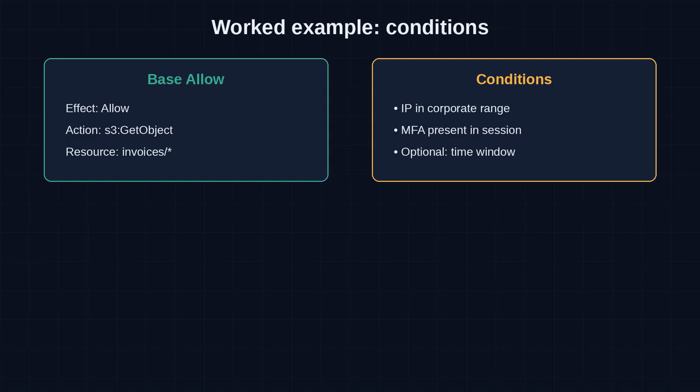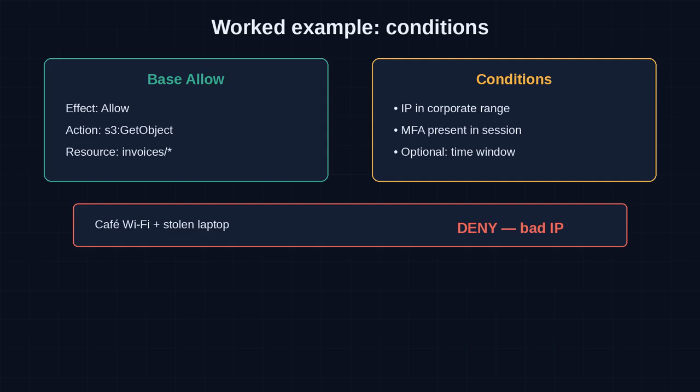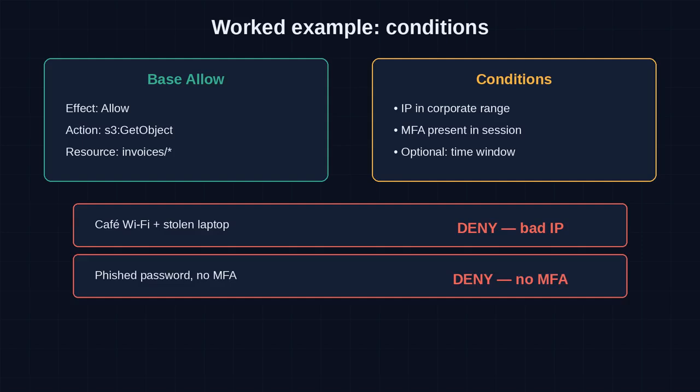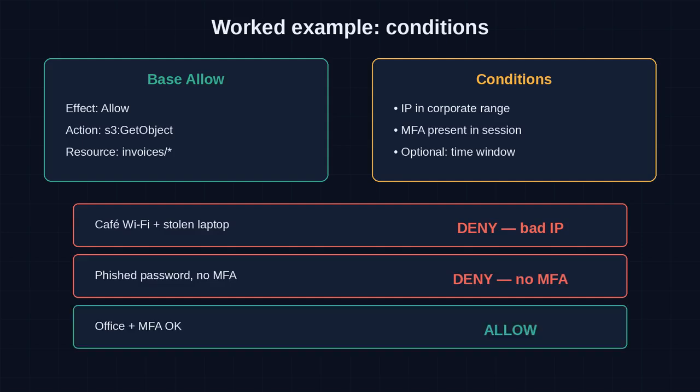Now a stolen laptop on a cafe Wi-Fi fails the IP check. A password phished without the second factor fails the MFA check. The effect is still allow, the action and resource still match, and yet the gate stays closed because conditions failed. That is the difference between a vague sense of trust and a policy.